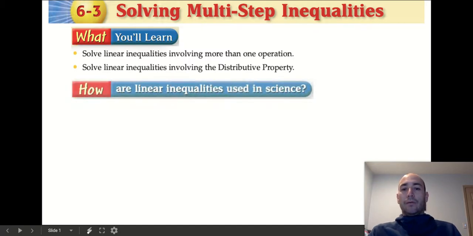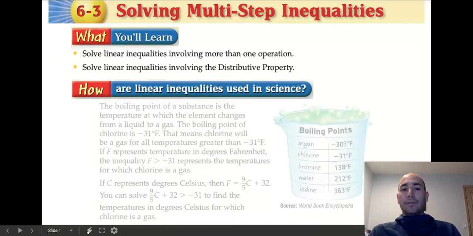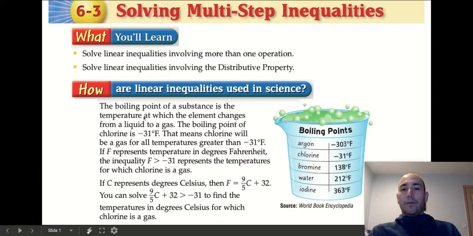As we move through here, how are linear inequalities used in science? The boiling point of a substance is the temperature at which the element changes from liquid to gas. The boiling point of chlorine is negative 31 degrees Fahrenheit. That means chlorine will be a gas for all temperatures greater than negative 31 degrees Fahrenheit. If F represents the temperature in degrees Fahrenheit, the inequality F is greater than negative 31 represents the temperatures for which chlorine is a gas.